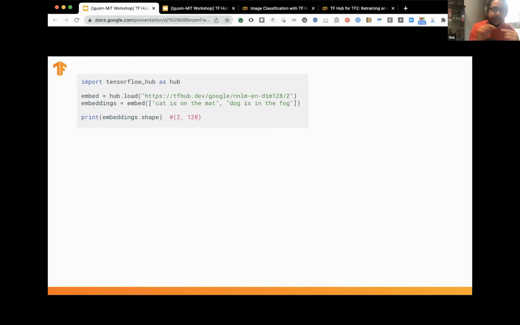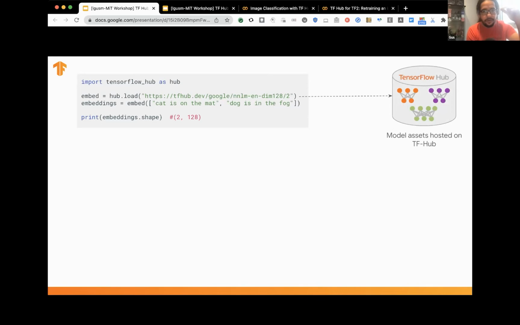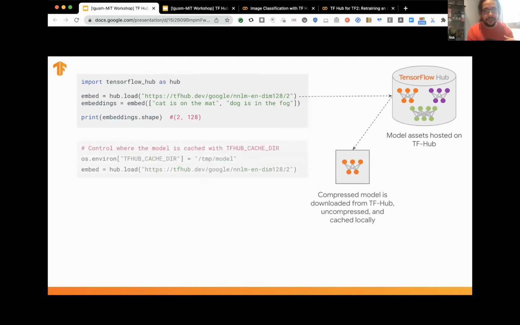And then I just call embed on some inputs and I'll get the results. This is how you use a model from TensorFlow Hub. Quite easy, right? Behind the curtains, what's really happening is Hub is going to our server and finding the asset, downloading it locally, and creating a cache. It comes compressed, of course. It decompresses, puts it in a temp directory that you can change if you want, and just loads it to memory.